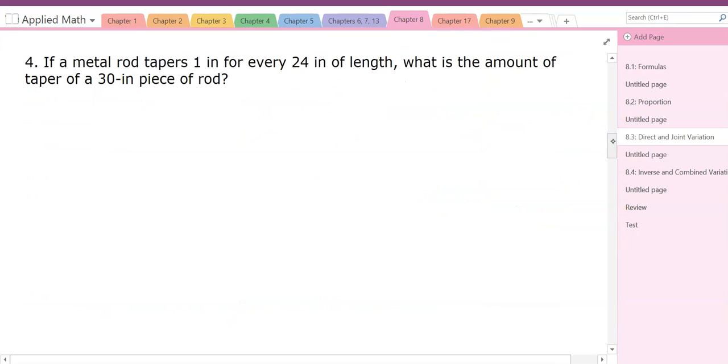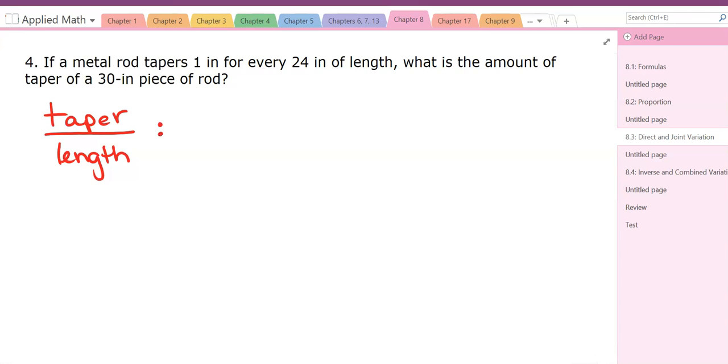All right, so for this next one, it says if a metal rod tapers 1 inch for every 24 inches of length, what is the amount of taper of a 30-inch piece of rod? So how I would set this up is the amount that it tapers over the length. Okay, so I'm going to give you guys 30 seconds to a minute. Set this one up and try to solve it.